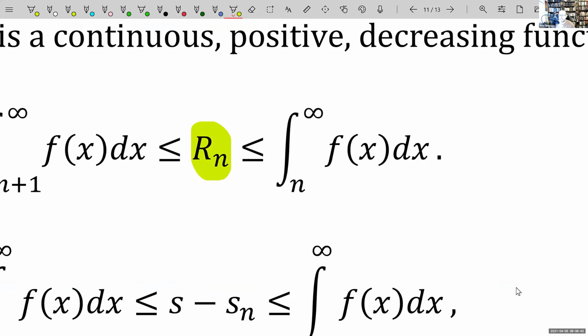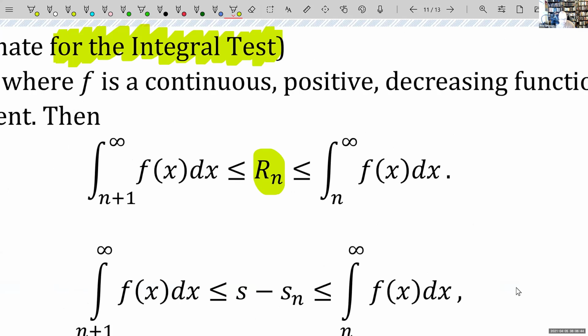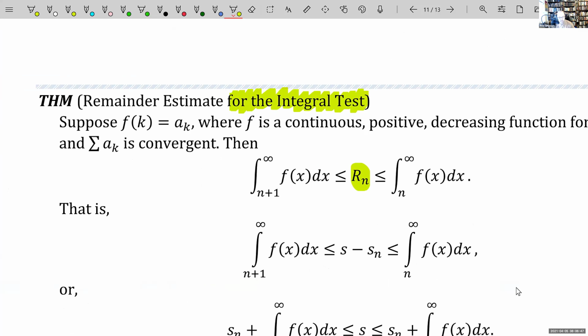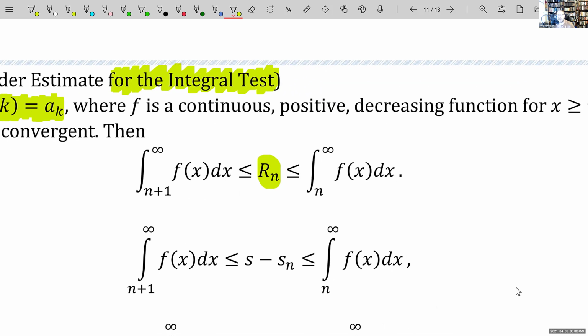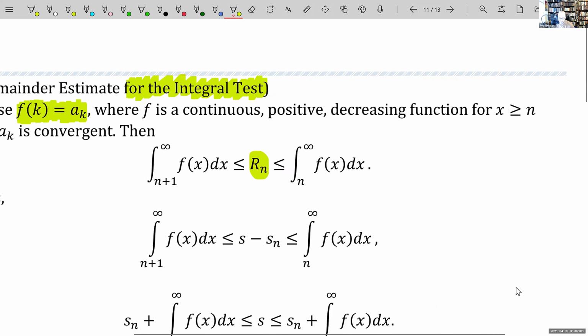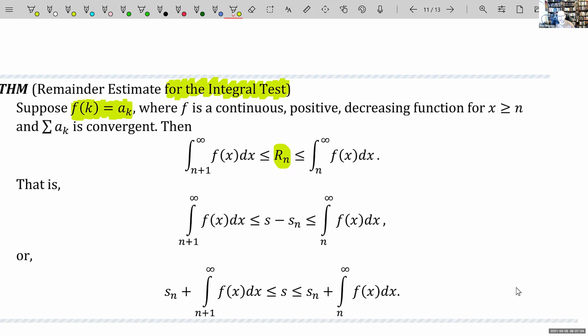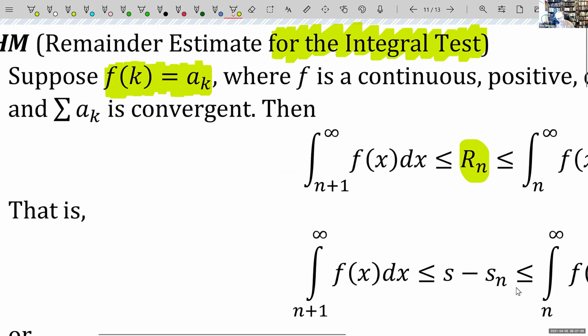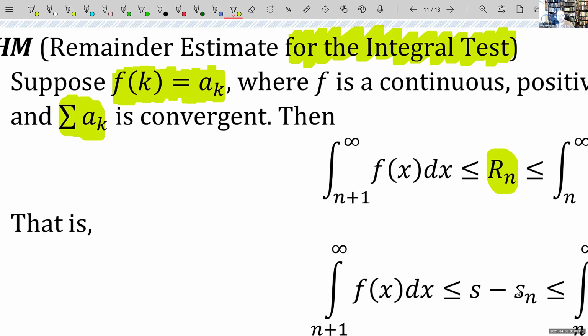by bounding it. All right, so suppose that we can create a function that's the same thing as our sequence, which is obviously incredibly easy. Just trade out x's for n's, okay? And suppose that function is continuous, positive, and decreasing eventually. That's what this means for x greater than or equal to some value of n. And suppose that also our summation, our infinite series, is actually convergent. If it's not convergent, there's no point in us saying, hey, how bad is our estimation?